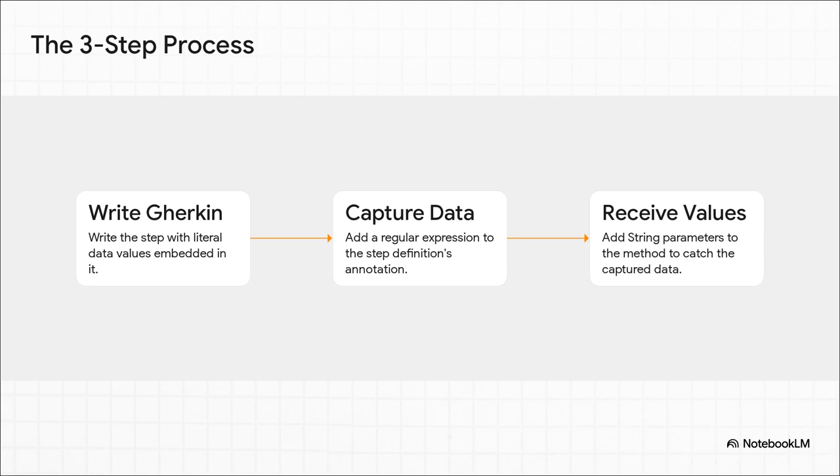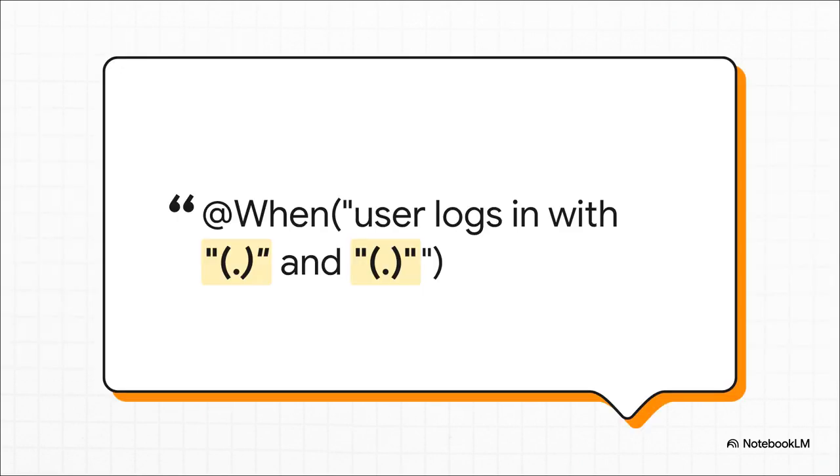First, you write your Gherkin step with the actual data. Then you tweak the annotation in your step definition to look for and capture that data. And finally, you just add parameters to your Java method to catch what you've captured. Simple as that. Now, let's look at the little pattern that makes this whole thing tick.